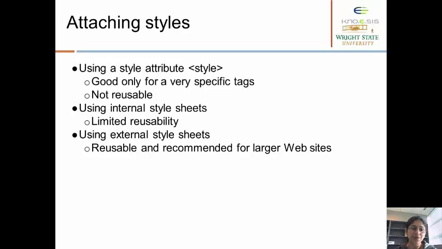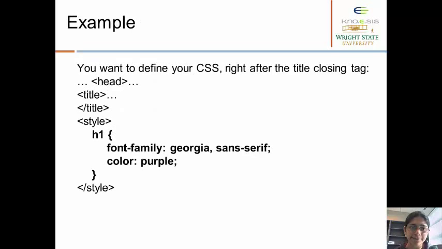A better way to do this would be using external style sheets and linking your HTML document, pointing it to this external CSS document. This is reusable and it's definitely recommended for larger websites where you have a lot of styles specified for each of the different attributes, different tags, elements in the HTML. So let's look at an example here. This is specifically for the internal styling example, so the second one.